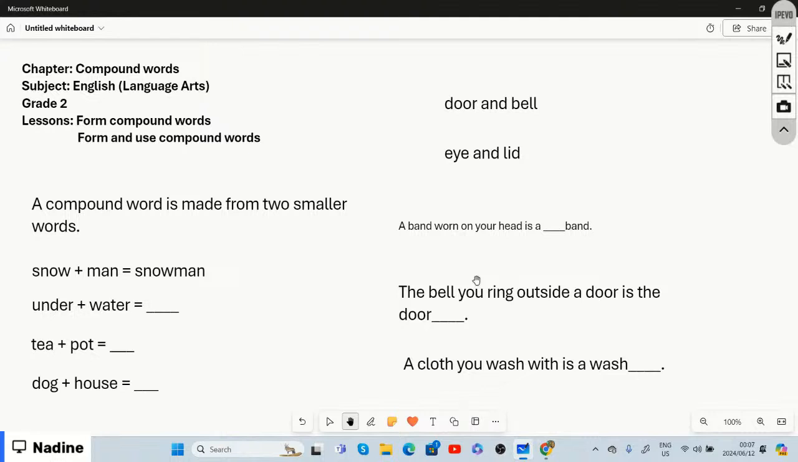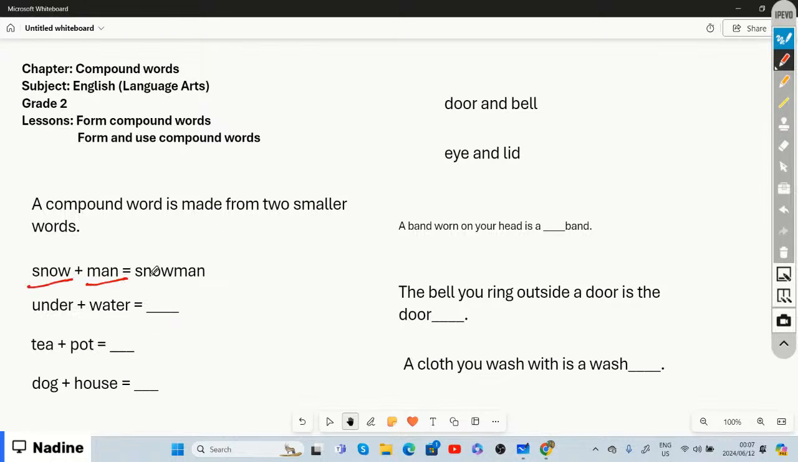All right, so we see that a compound word is made up of two smaller words. Snow means one thing, man means another thing. But once we join those two words, we get snowman. Snow on the one side, man on the other side, but as soon as we add those two words, it is snowman.